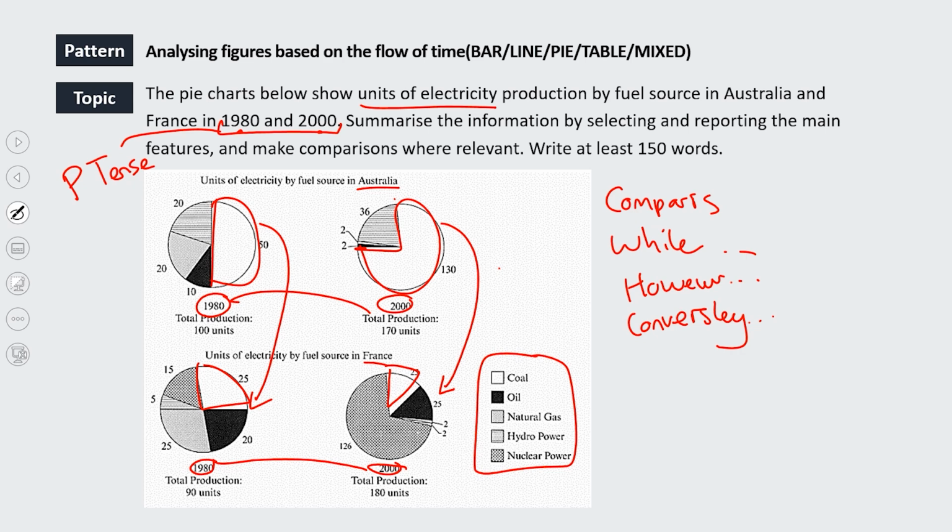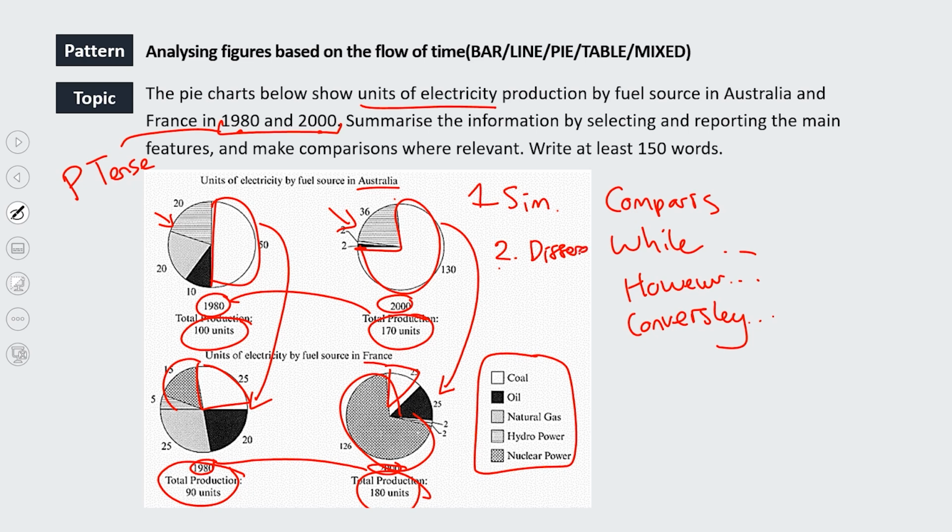Okay, the second thing I can see is that both countries increased their overall production. Okay, this went from 90 to 100, and here we said it went from 100 to 170. Okay, so we've got a difference about the coal, and then we've got a similarity. Okay, both countries' overall production of electricity increased during the period. And then the third thing I would probably talk about would be nuclear power. Okay, so while nuclear power in France really increased during this period, Australia doesn't use nuclear power. Okay, so from this I can see I've got one similarity and I've got two differences, okay, to talk about. So that's going to be your structure of your essay.